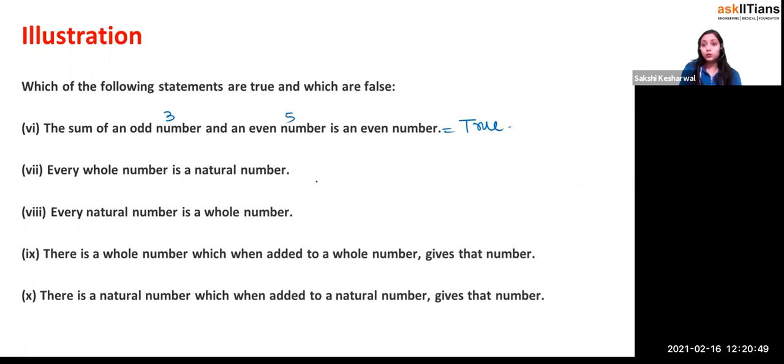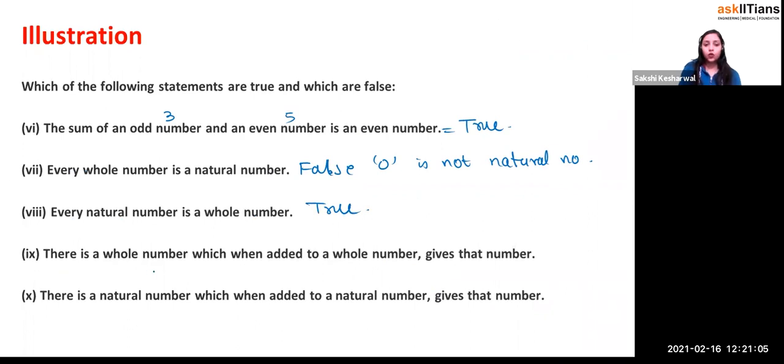Now, every whole number is a natural number. We have already done it. No, it's false, because 0 is not a natural number, right? Okay, let's come to every natural number is a whole number, then again it's true.